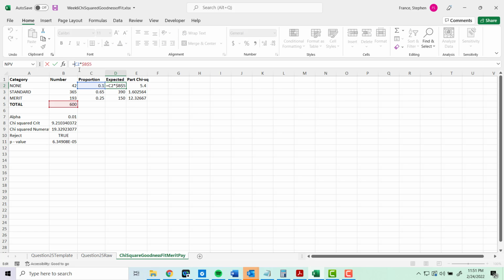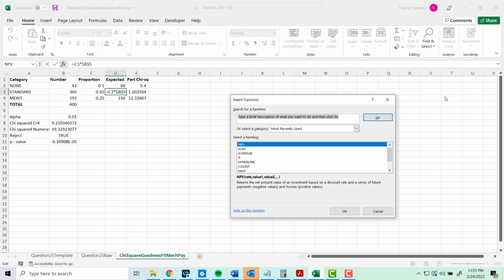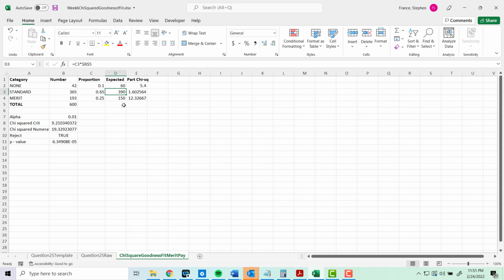So for category none, we've got 0.1 times 600, we'd expect 60. Again, times 0.65, we'd expect 390. And for 0.25, we'd expect 150. Yeah, just multiply by 4 and you get 600. So these are our expected.